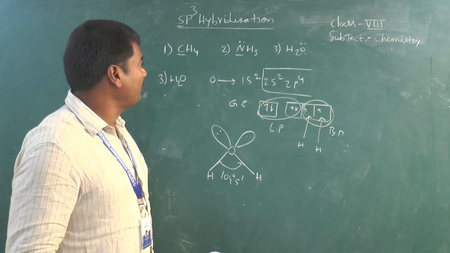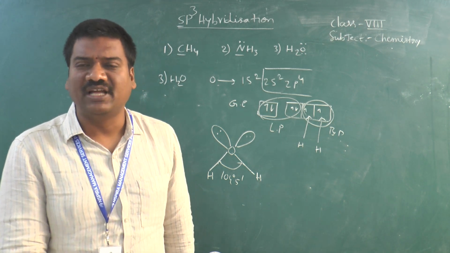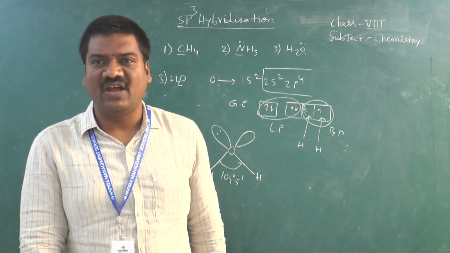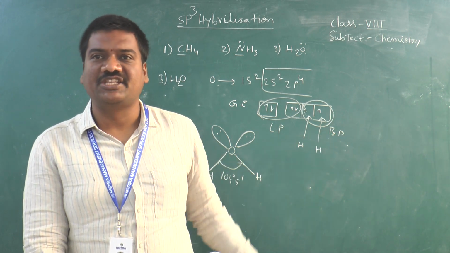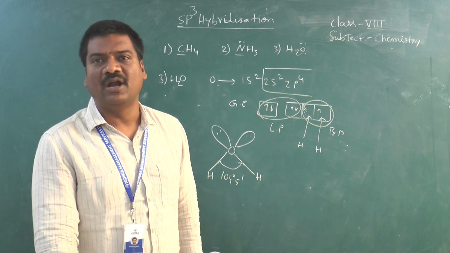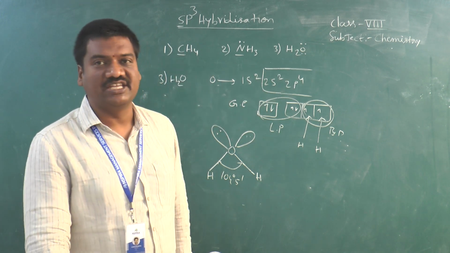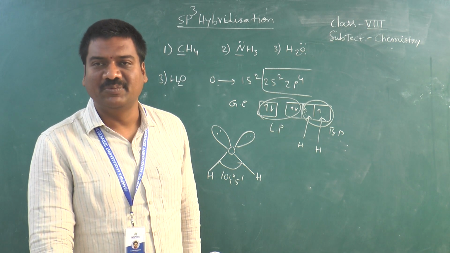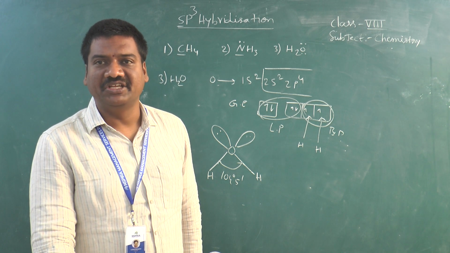Suppose the question is: which of the following molecules is formed due to only bond pairs of electrons? The options are once again the same. Then I can take only the CH4 molecule. The remaining 2 have lone pairs and bond pairs. So only one example, the CH4 molecule, I can take. Okay, this is about sp3 hybridization. Thank you.